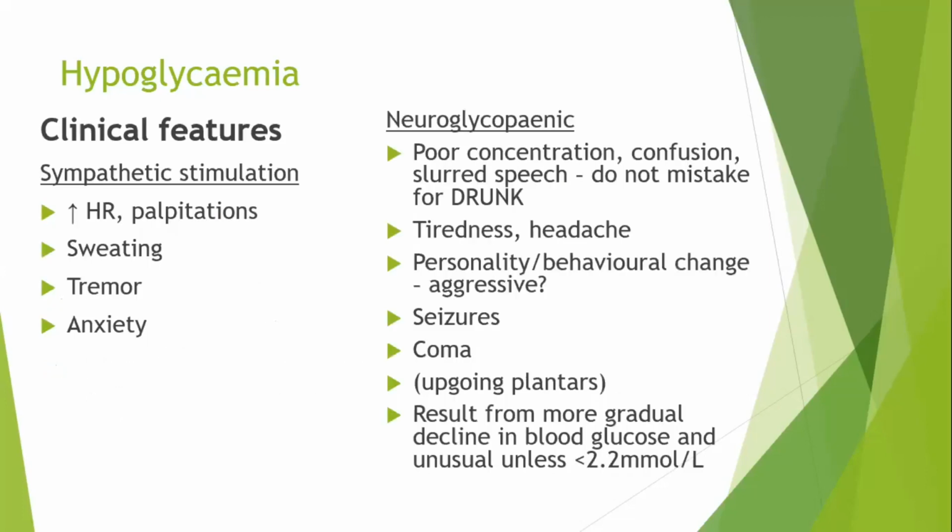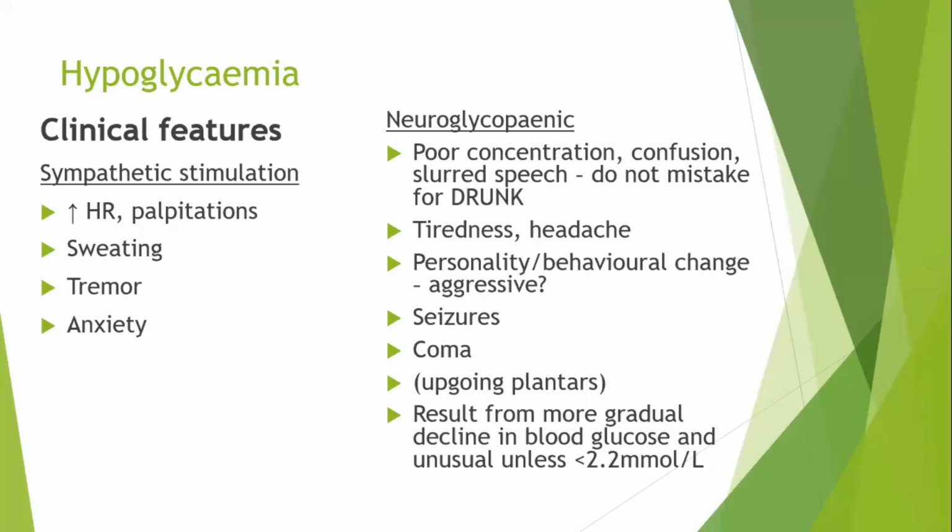The ones that you want to look out for as a medical student should be the increased heart rate, the sweating, the tremor, and the anxiety. So this is for the sympathetic stimulation phase. This is the one you look out for to stop them from progressing to the other one and quickly solve it before more damage is done. Then you have the more serious phase where there can be long-lasting damage, which is the neuroglycopenic stage.